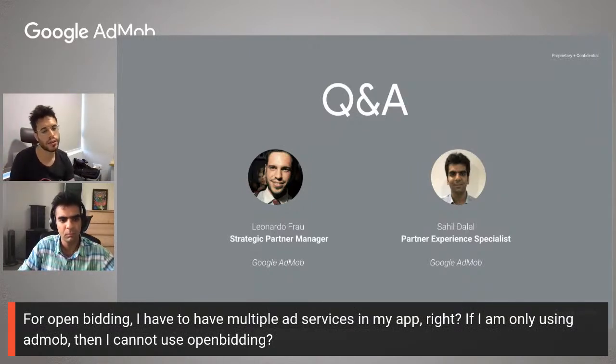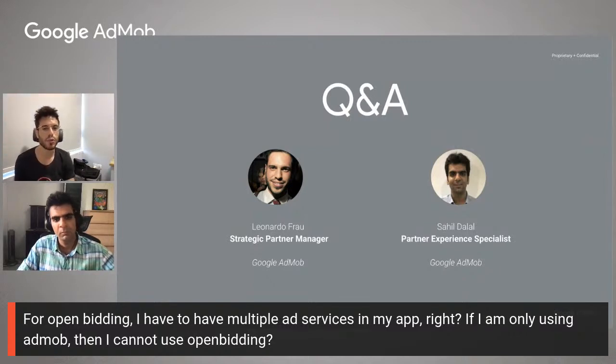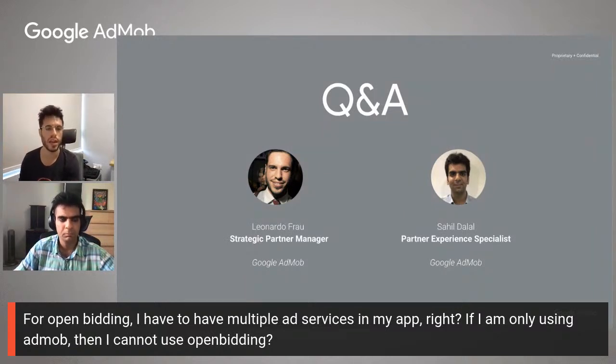So the question is, for open bidding, I have to have multiple ad serving in my app, right? That's correct. You need to utilize different ad networks in order to leverage this feature. And of course, you need to use mediation. That is a feature that AdMob can help you with. The second question was, if I'm only using AdMob, then I cannot use open bidding. Yes, that's correct. So I hope I addressed this correctly.